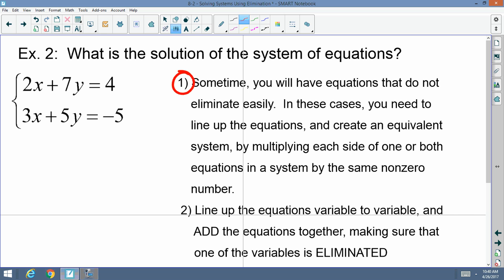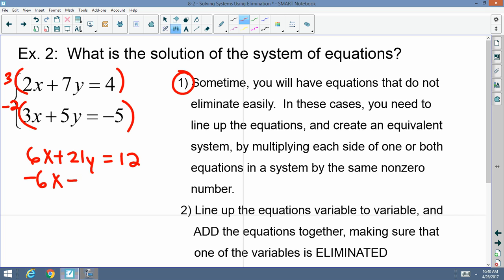So that goes to step 1. Sometimes you will have equations that do not eliminate easily. In these cases, you need to line up the equations and create an equivalent system by multiplying each side of one or both equations in the system by the same non-zero number. He wants to get rid of x. So he says, I want to make this 2x here. I'm going to multiply this up here by a 3, making this a 6x plus 21y equals 12. And I'm going to multiply this bottom equation by a negative 2, because I want to eliminate the x.